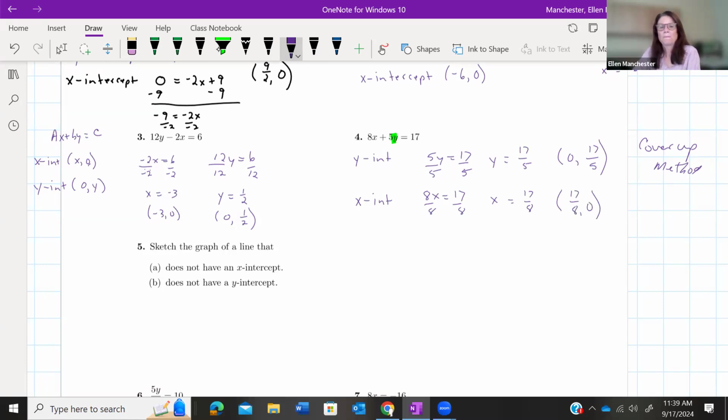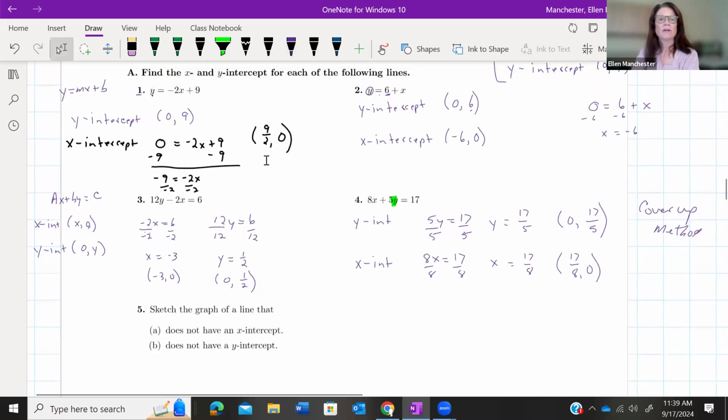Okay. So the basic idea is no matter if you have the slope-intercept format, the y equals mx plus b, you can find the x and the y-intercept. If you have the standard format, the ax plus by equals c, then you can find the x and the y. I actually prefer the standard format because I just cover it up. Cover one up, solve for the other, cover the other one up, solve for the first one. And it makes it really nice.